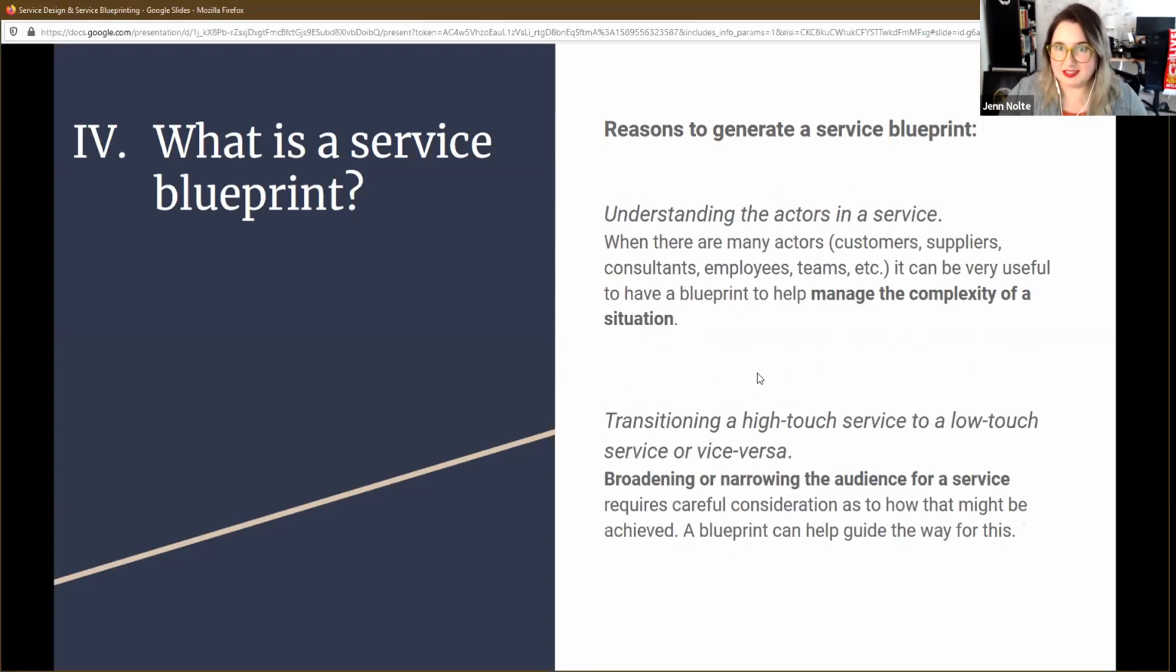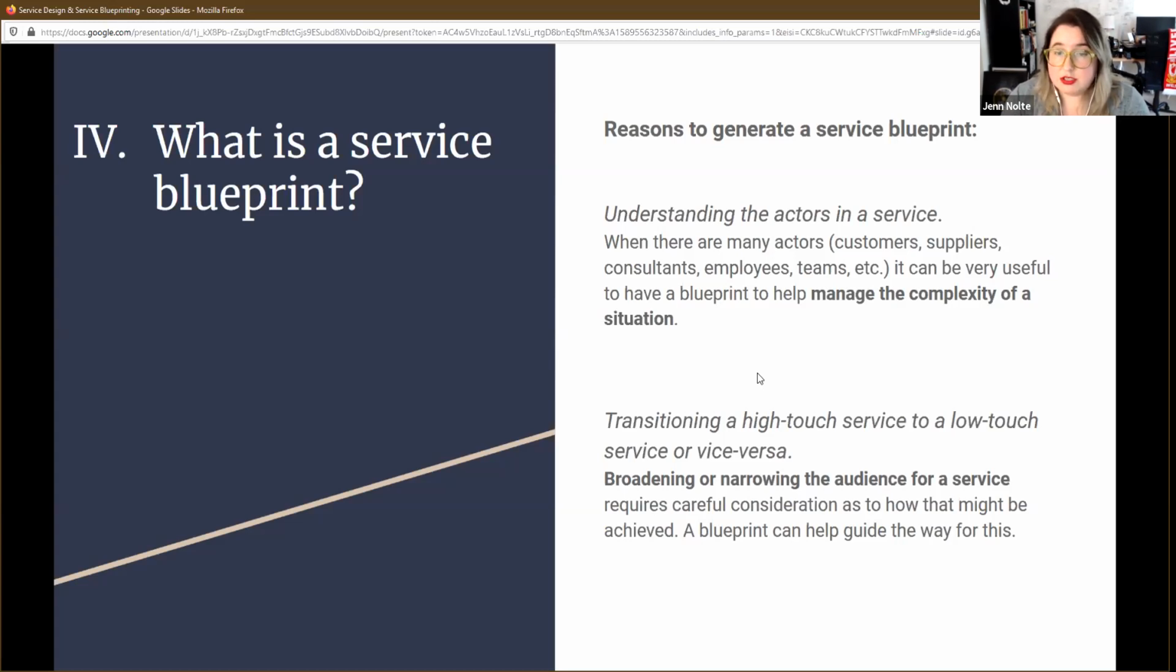Another reason to generate a service blueprint is having a better understanding of the actors in a service. When there are many actors involved in providing a particular service, it can be really useful to have a blueprint to help manage the complexity of the situation. So understanding all the different teams and employees that are coming into contact with each other and that have to work together to provide something is really valuable.